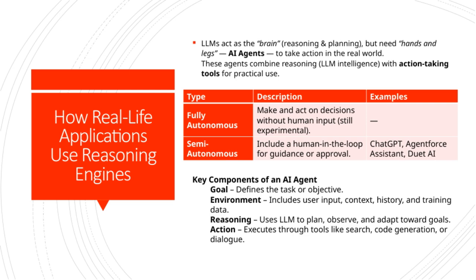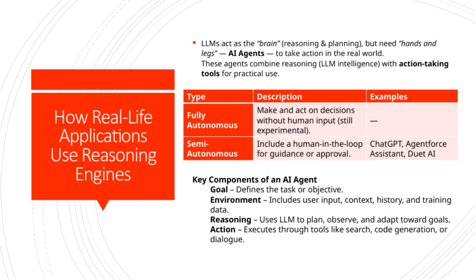Now, it's important to distinguish between different types of AI agents. Fully autonomous agents can make and act on decisions independently, although this is still an experimental area. Semi-autonomous agents, on the other hand, include a human in the loop for guidance or approval. Examples like ChatGPT, Agentforce Assistant, and Duet AI fall into this category.